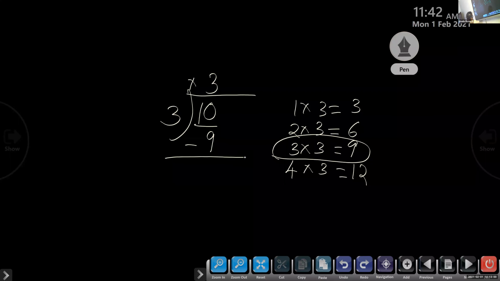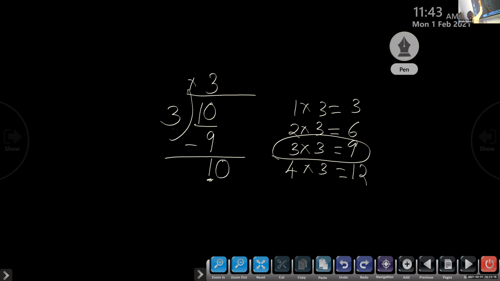Subtract. 10 minus 9, 1. Now see the remainder. Here 1 is smaller than 3, so our division is over. But I want to divide further. What will I do? I will place a 0 here.